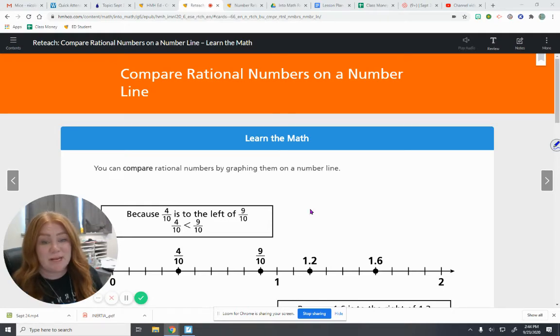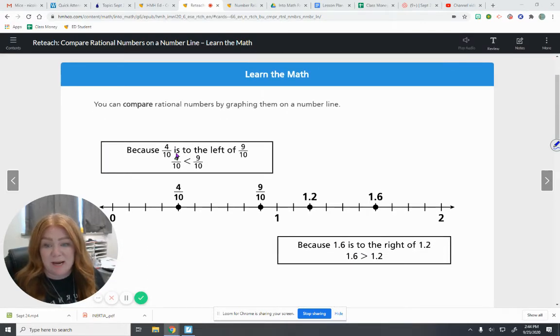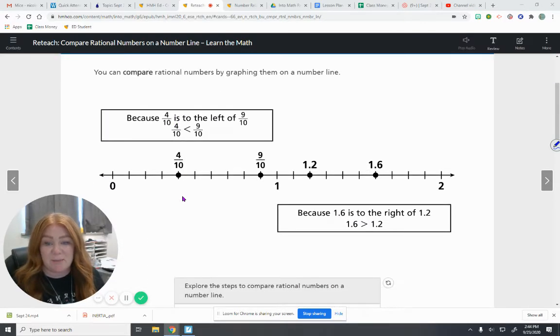Okay, this lesson is going to help you out if you are doing the reteach for comparing rational numbers on a number line, the Learn the Math part of lesson 2.2. So when we are comparing these fractions, if I place them on a number line, here's 4/10, here's 9/10, and I know that 9/10 is more to the right, so it's going to be greater.